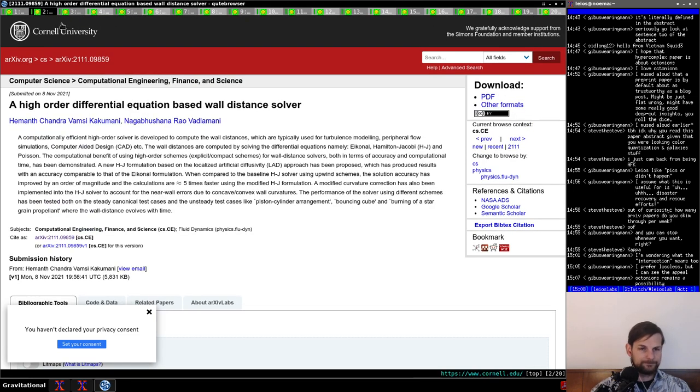Okay, next. I wrote a differential equation based wall distance solver. Right. So I was interested in the wall distance solver. So for PDEs, this type of stuff, finding the distance to the wall where you typically have to do some sort of boundary condition, it can be quite interesting. And so if that's what this is doing, then this could be a really interesting paper that leads to a bunch of interesting results. Let's see.